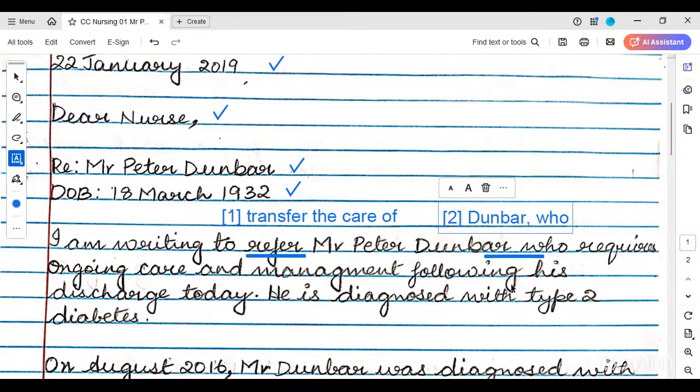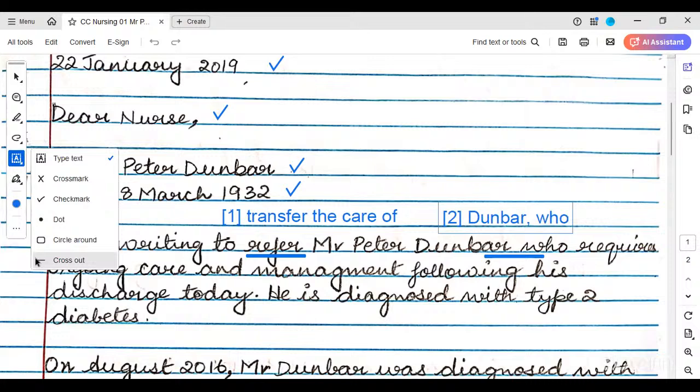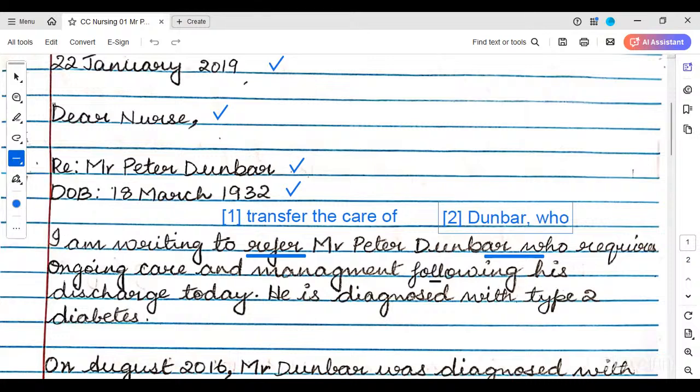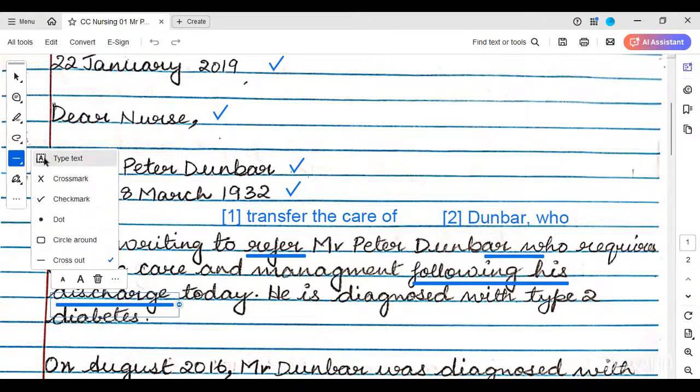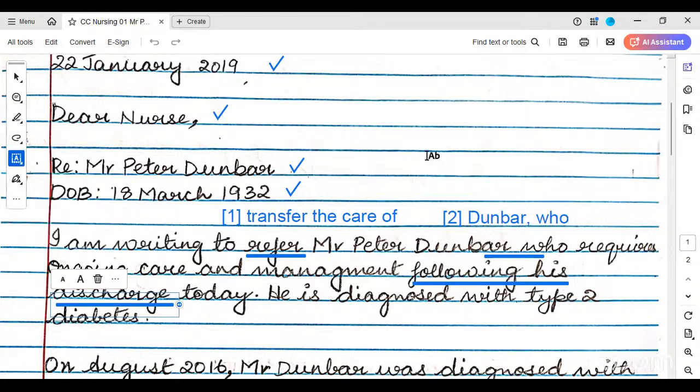Right. Following his discharge today. So this one here, you have to change. Following his discharge today. No, this you have to modify. Okay. Right. So today is fine because you're writing the letter. So this is point number 3.